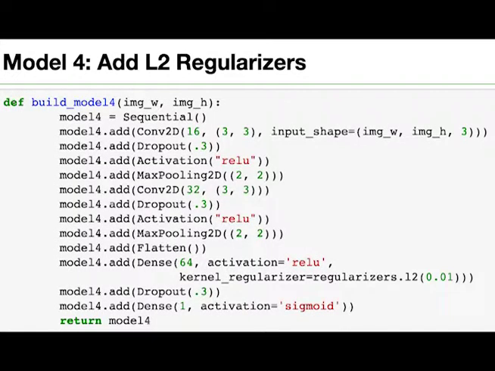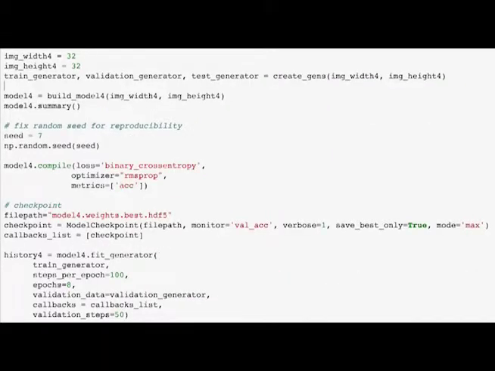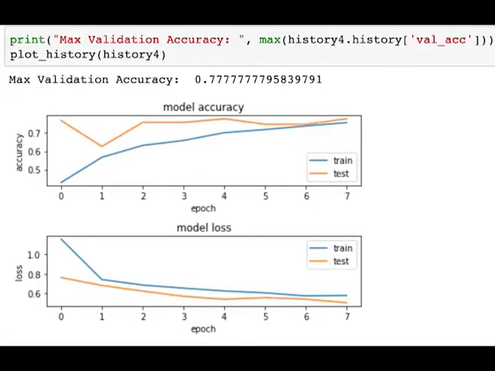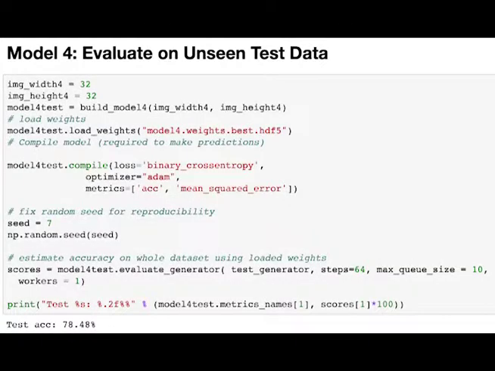Model 4 uses L2 regularization on the smaller model defined for Model 1, except you'll use RMSprop as the optimizer during compile. Max validation accuracy here is 78%, and test accuracy is 78%, which yield the most stable and consistent model of all.